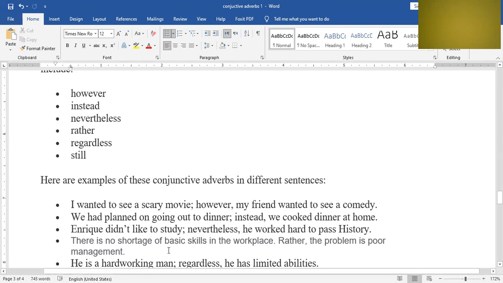There is no shortage of basic skills in this workplace. It means the workers in this workplace are good. Rather, the problem is poor management. The problem is the opposite of shortage of skills; the problem is poor management.